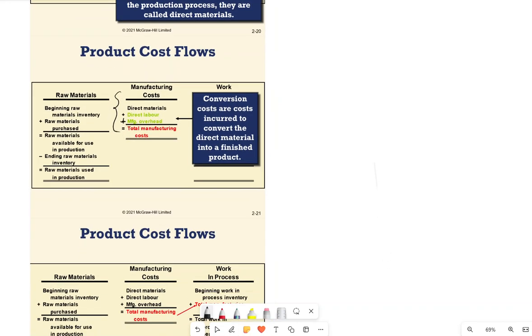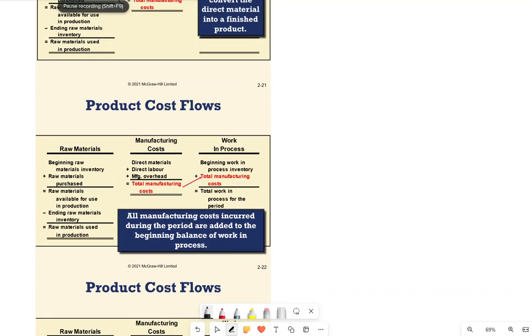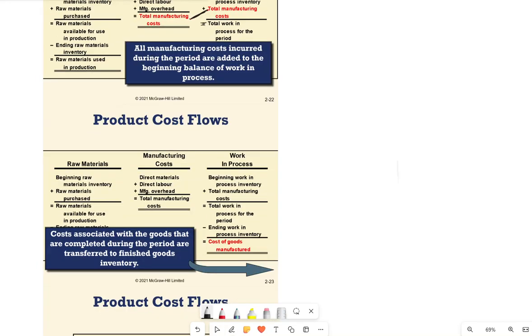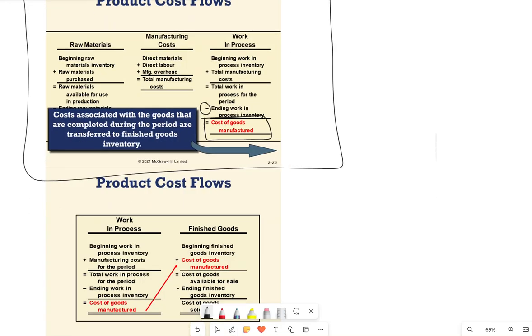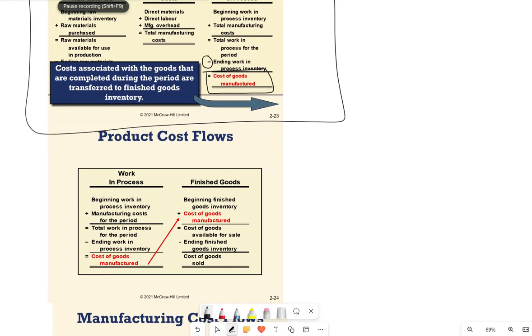And then my next flow is you have a beginning work in process that you did not complete last month. It'll be my beginning plus your total manufacturing, equal to your total work in process for the period. And then we subtract what you have left at the end, equal to your cost of goods manufactured. Again, we're going to be doing a lot of questions at the back of the chapter. So this is the flow of your product, and from work in process, it goes to the finished goods.